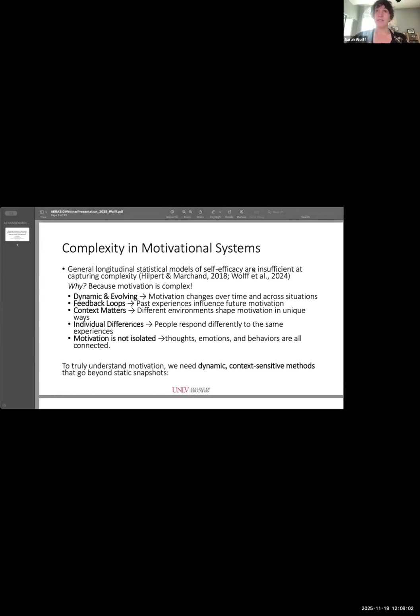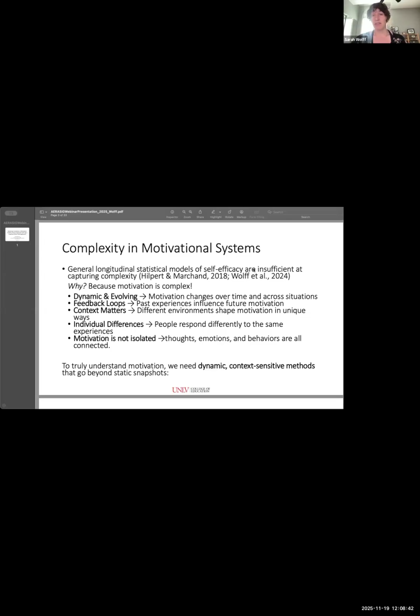General longitudinal models, for different kinds of things, including self-efficacy, are fairly insufficient at capturing complexity, and make a lot of assumptions that don't necessarily capture that motivation is dynamic, it's evolving, it's not fixed, it fluctuates across time and situations. The past experiences shape our future trajectories. Success can build confidence and fuel persistence, while failure can do things like discourage further effort. These self-reinforcing cycles, what we would call concordant cycles of motivation, are really difficult to model.